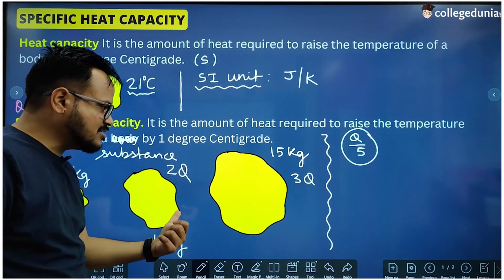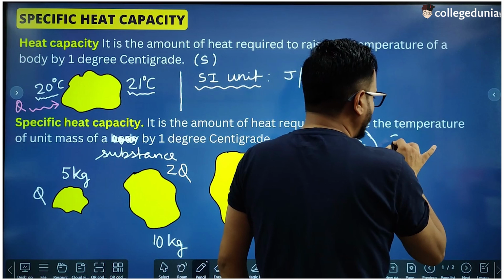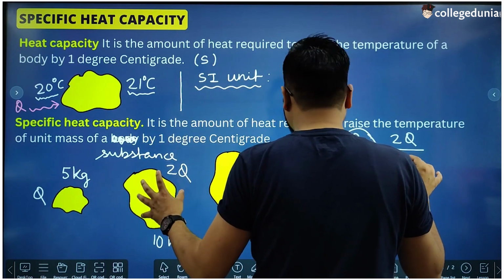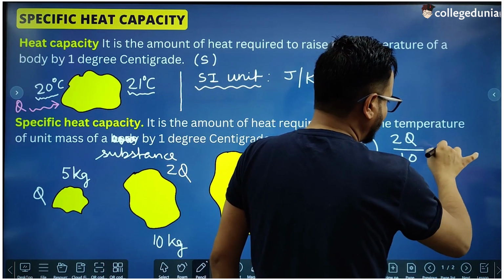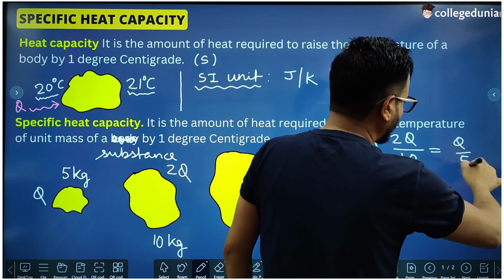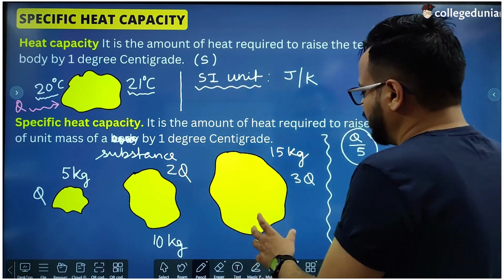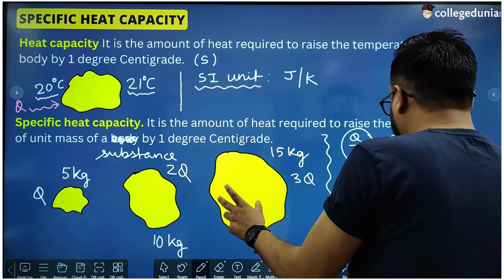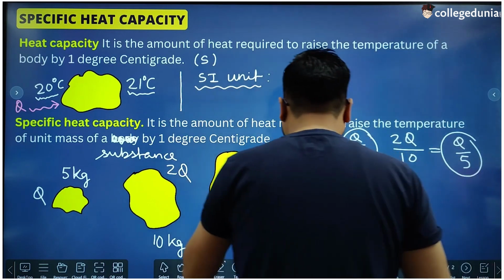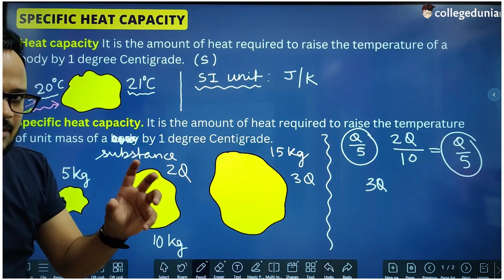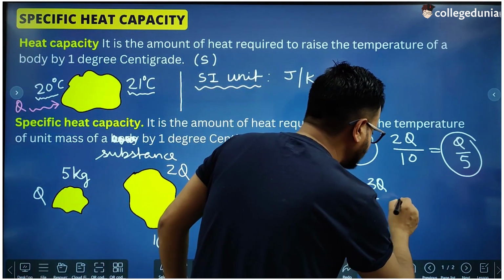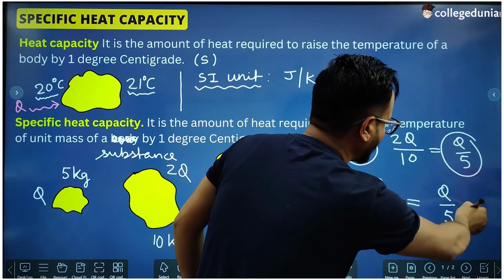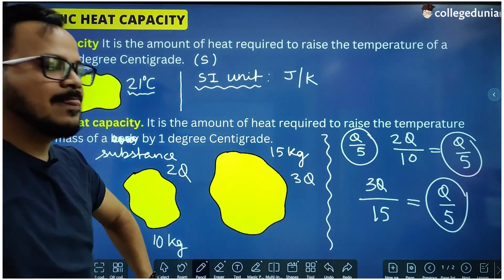In the second case, mass is 10 kg. The amount of heat required to raise the temperature of 1 kg of copper is 2Q by 10, which is again Q by 5. And in the third case, 3Q heat is required to raise the temperature of 15 kg of copper. So what is the amount of heat required to raise the temperature of 1 kg? That is 3Q by 15, which is Q by 5.